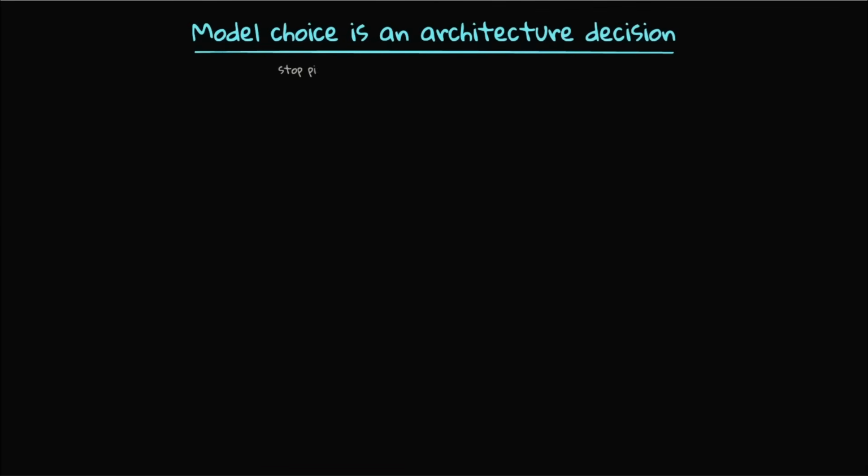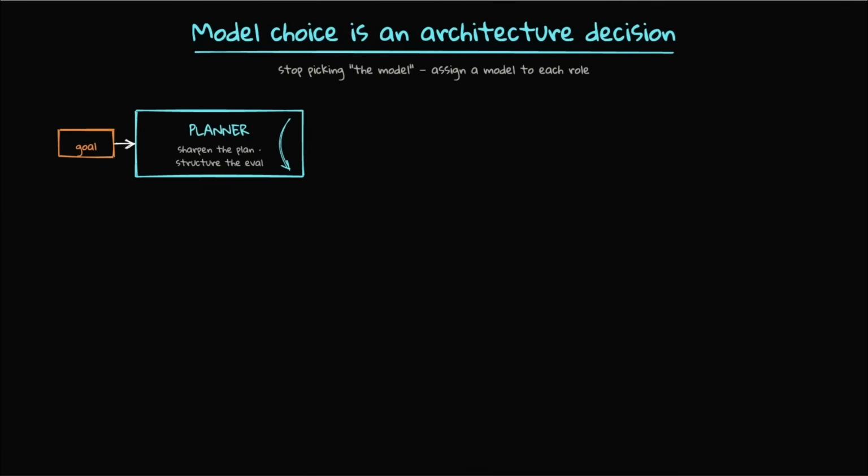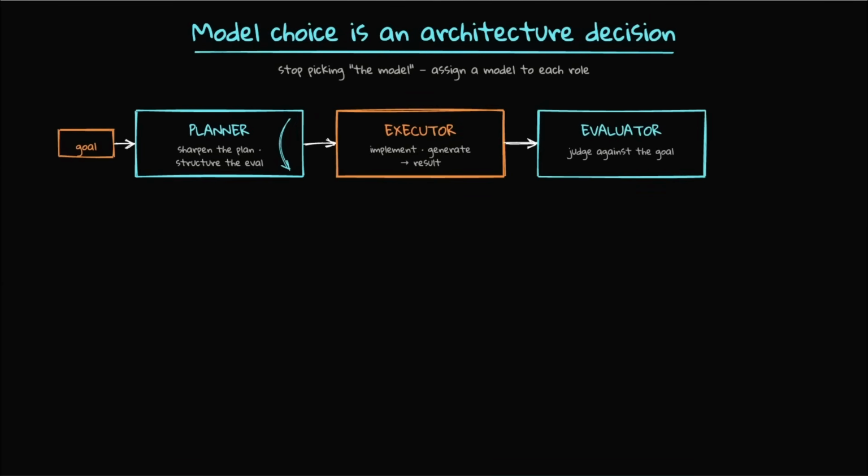Okay, next we're going to talk about the orchestration layer. Once you define the goal, the main idea here is that you should stop thinking about the model, and rather think about the roles. So you want a strong model for planning, then a fast and cheaper model for execution, and then a capable model that can do evaluation. And you want to repeat this pattern inside a loop. Instead of one model for everything, you assign the right model to each role. Model choice becomes an architecture decision in this case.